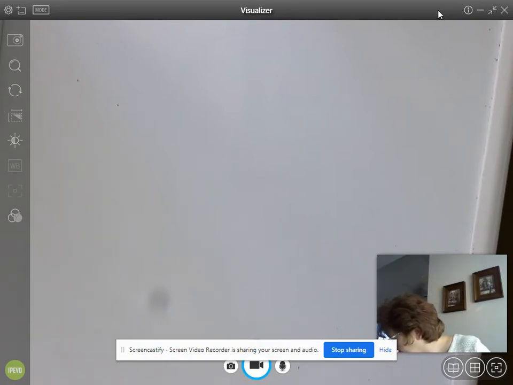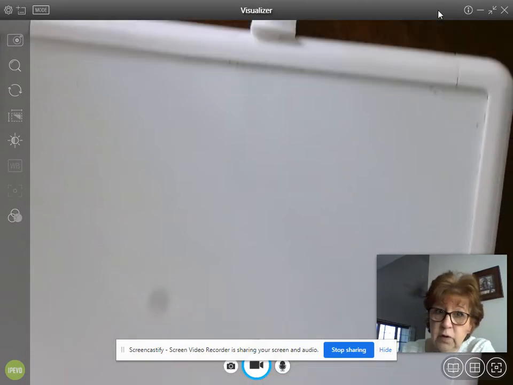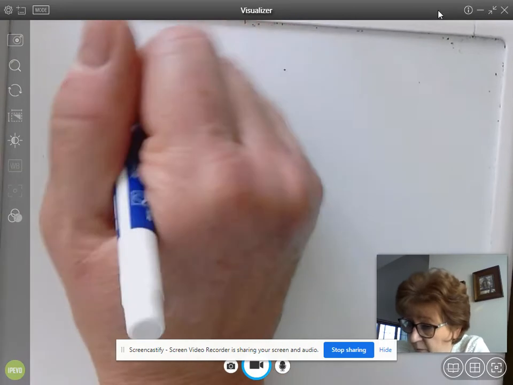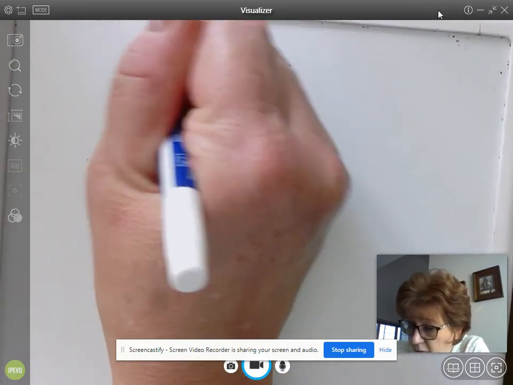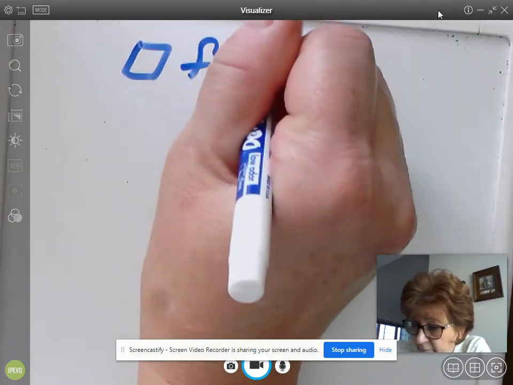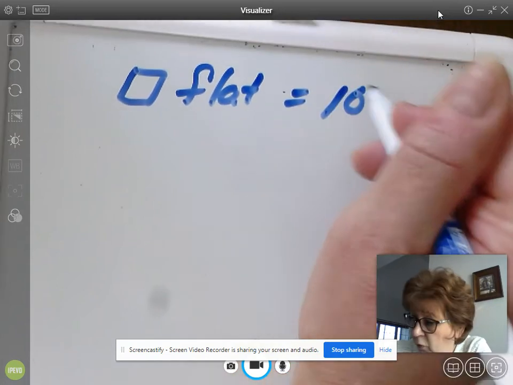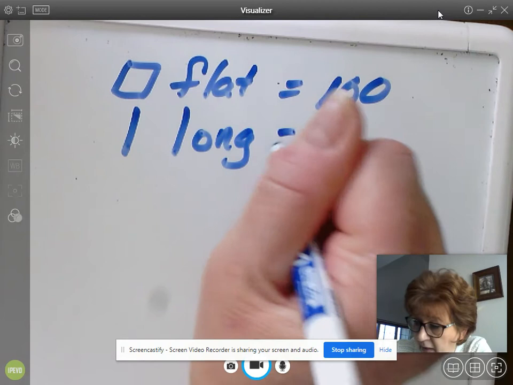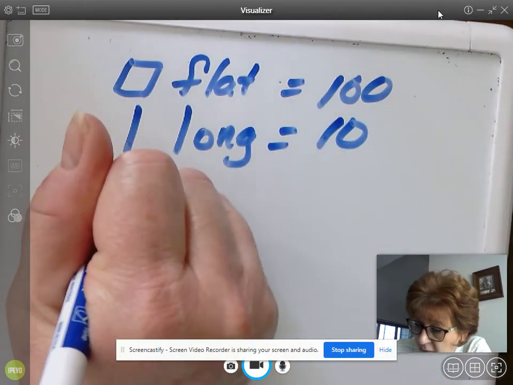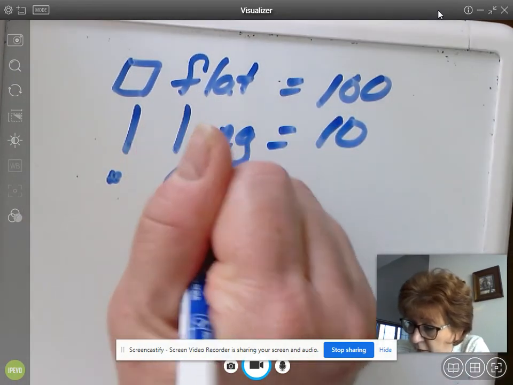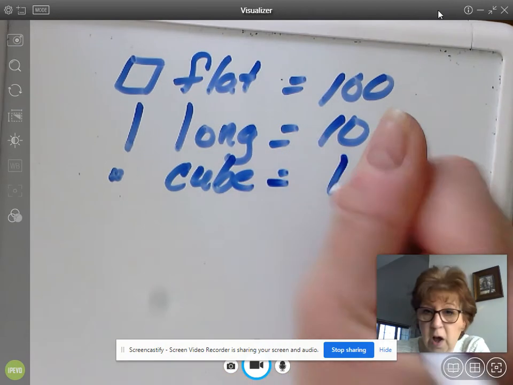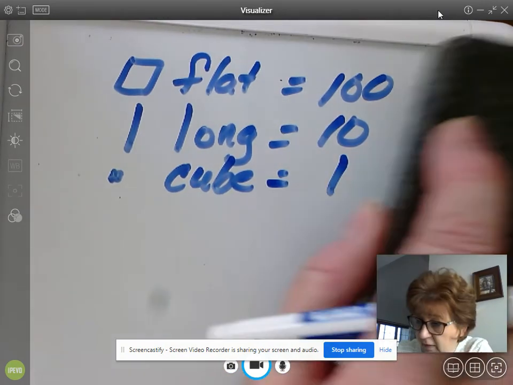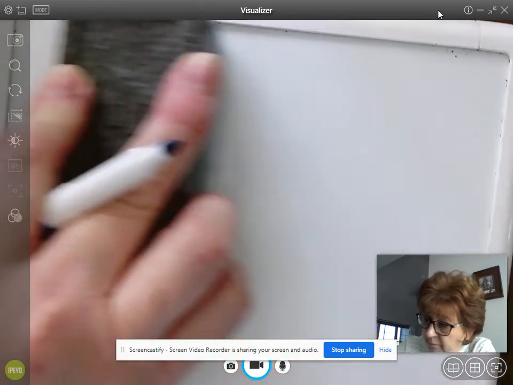All right, so real quickly here, let me review your shorthand for the base 10 blocks. This would be a flat, and that equals 100. This would be a long, and that equals 10. And this would be a cube, which equals 1. All right, so we're going to use those base 10 blocks to help us find our answers here. So that's a review of that.